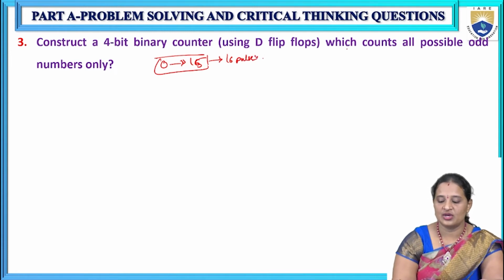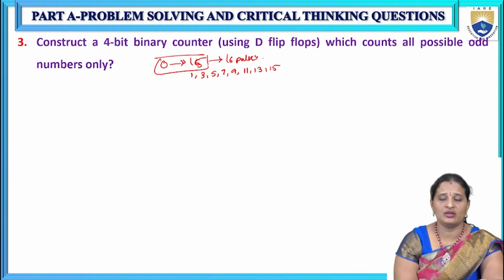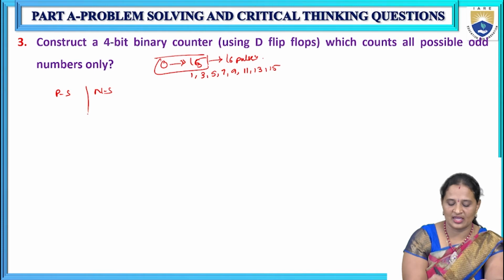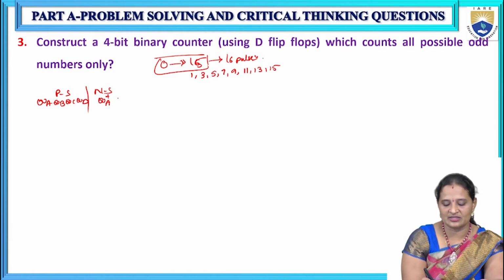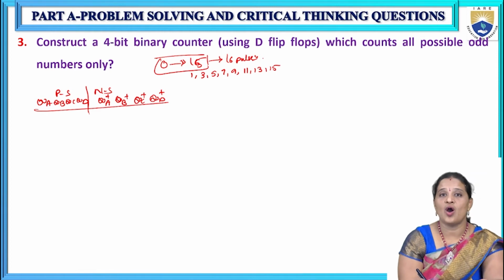But what he has asked is a counter which counts all possible odd numbers only. All possible odd numbers means 1, 3, 5, 7, 9, 11, 13, 15, and all the remaining are considered to be 0, right? So when I take the present state and next state, as it is a 4-bit counter, we need to take QA, QB, QC, QD, and the next state as QA plus, QB plus, QC plus, QD plus, right?